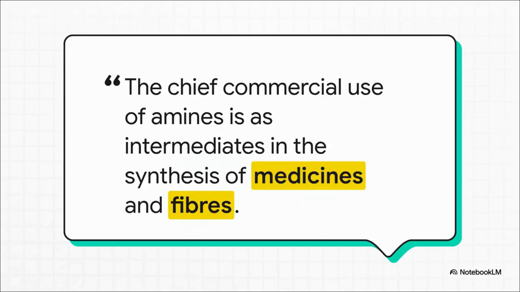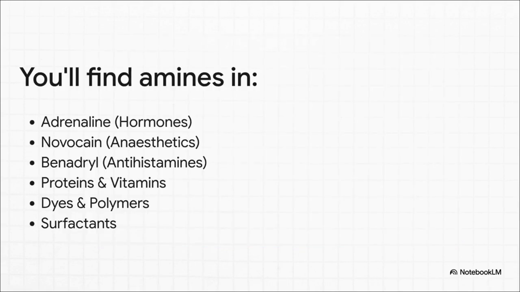And hey, don't just take my word for how important these are. The source material for this whole explainer puts it pretty bluntly. Their number one job in our world is to be the starting point, the raw material, for creating the stuff we depend on every single day, from life-saving medicines to high-tech fabrics. And the list of where you find them is just mind-blowing. We're talking about crucial hormones like adrenaline, anesthetics like Novocaine, even something as common as Benadryl.